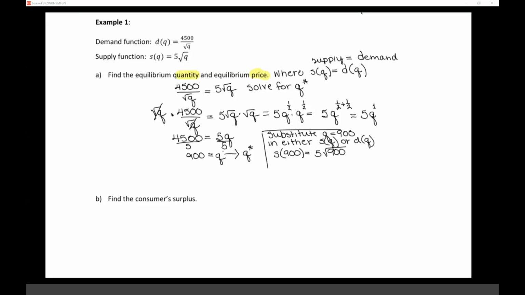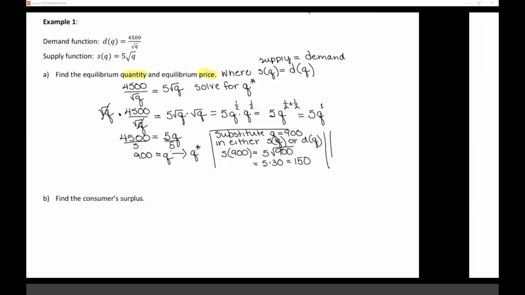Okay, square root of 900 is 30. So this is 5 times 30, which is 150. Okay, so basically, I have my equilibrium quantity is 900 and my equilibrium price is $150. Okay. Everybody all right with part A? Okay with part A?